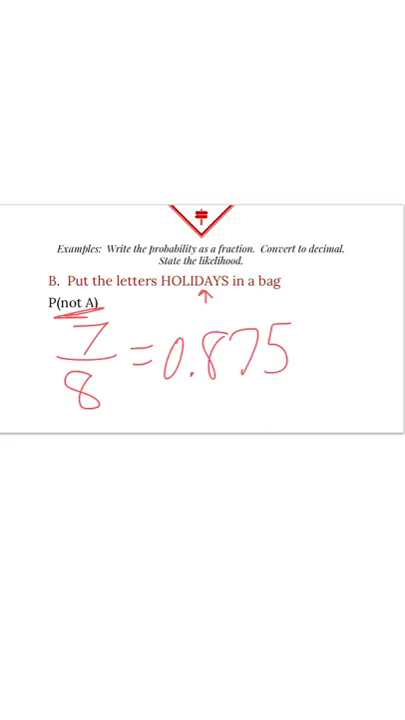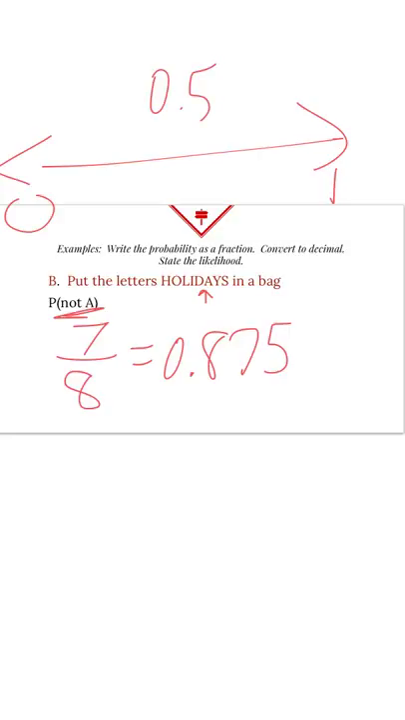Now let's look at the probability of not pulling an A out of the bag of letters. Remember that we have 8 total letters in holidays, so that goes on the bottom of the fraction. There is 1 A, which means that there are 7 that are not an A, so 7 goes on the top. When you convert this to a decimal, it is 0.875. Looking at your number line of 0, 1, and then 0.5 in the middle, you'll notice that 0.875 is bigger than 0.5, which means that this event is likely.